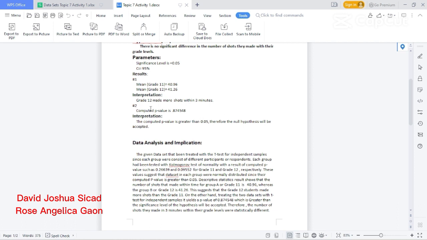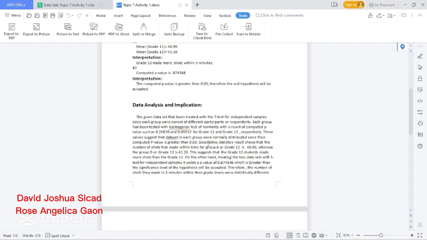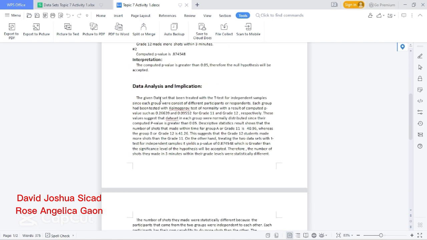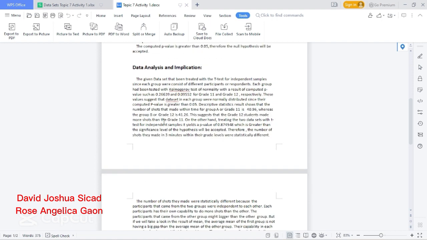The computed p-value is 0.874548, so it is greater than the significance level of 0.05. Therefore, the null hypothesis will be accepted. So this is our data analysis and implication.